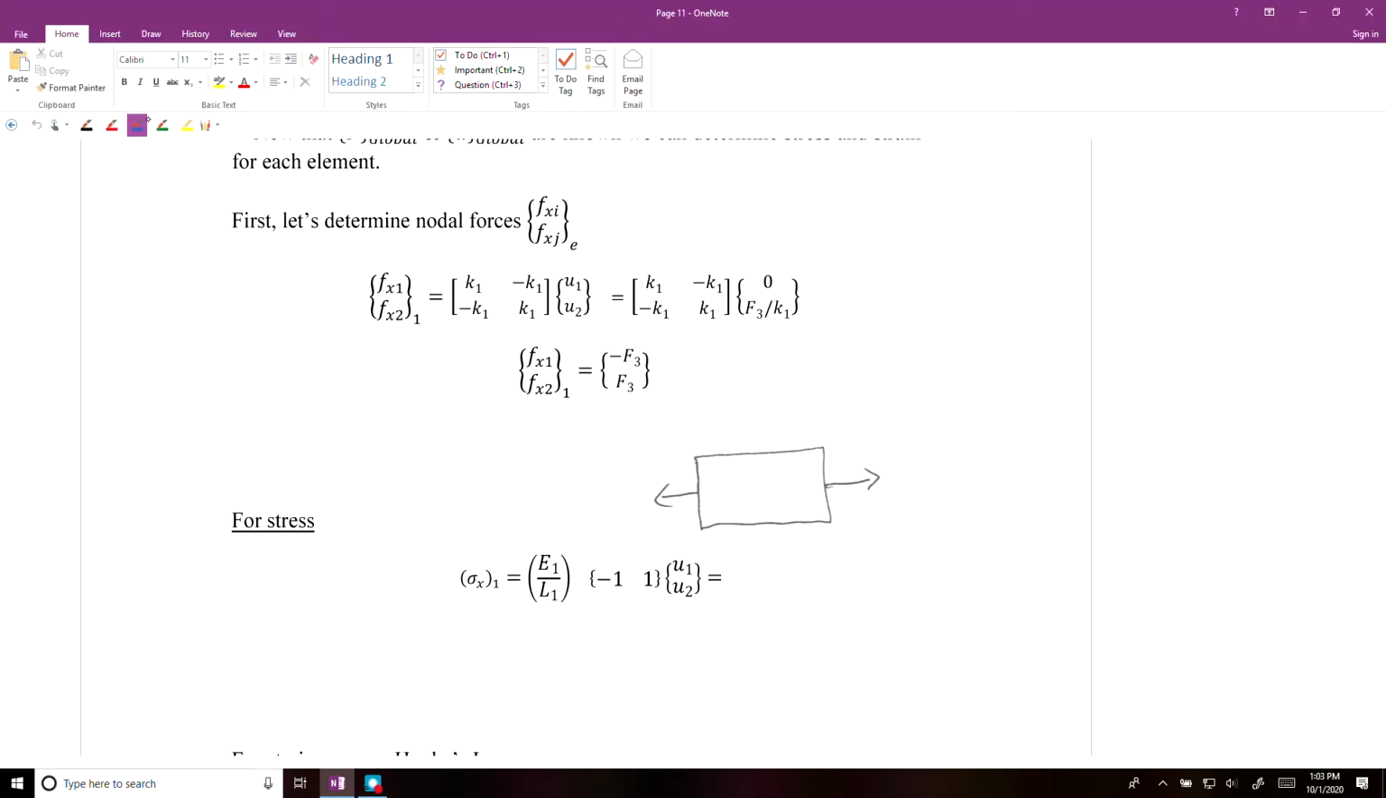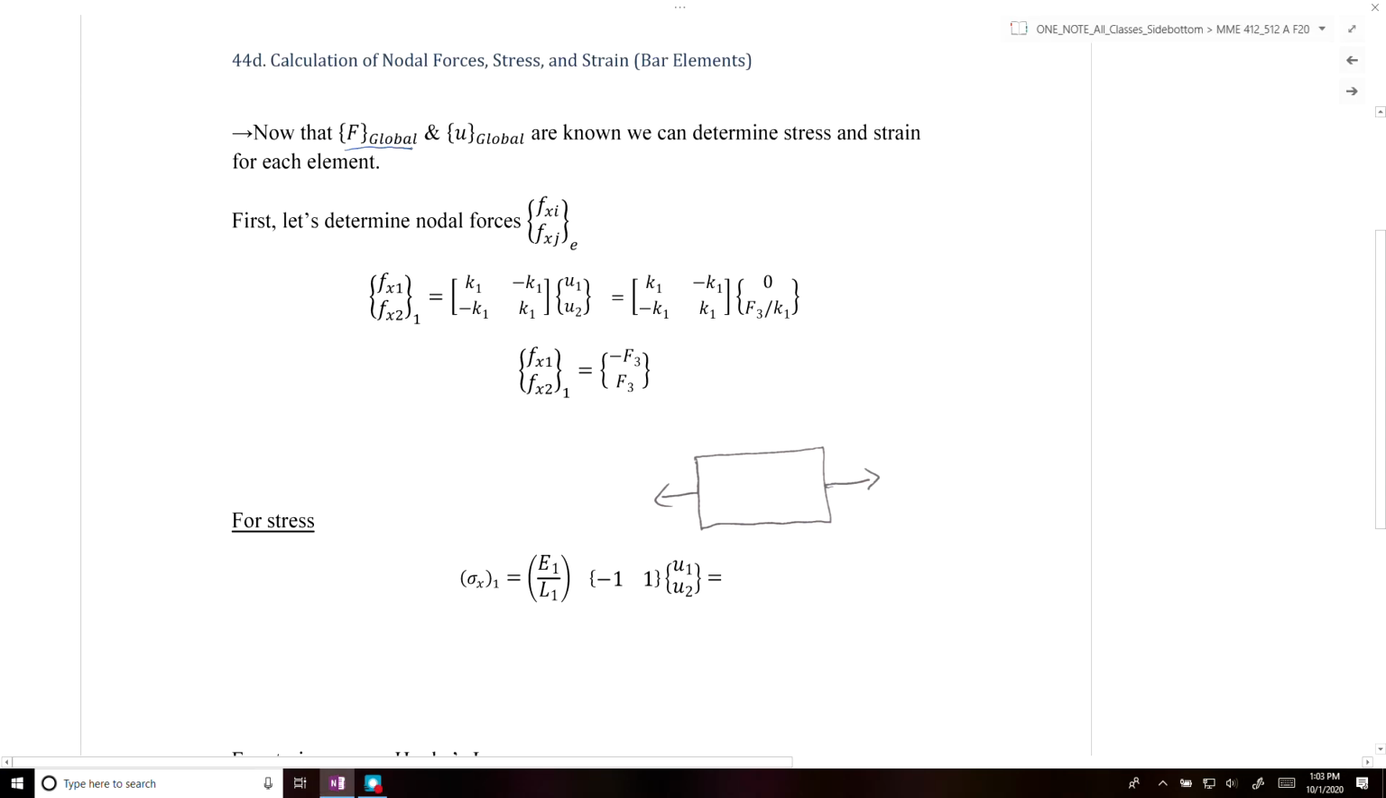So in the last video, on the last topic, we talked about how we found the global force at each node, and we found the displacement at each node. So using this, we can determine stress within the element and the strain in the element. All right.